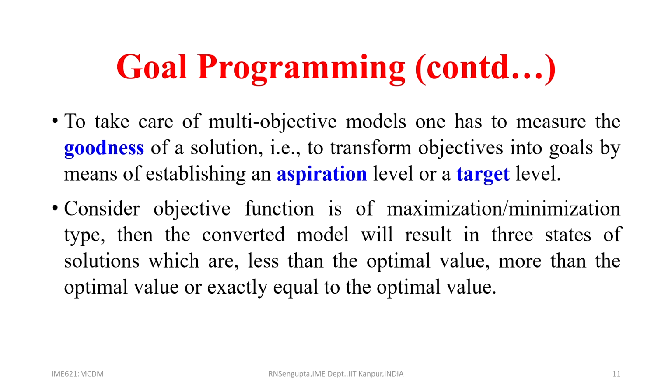To take care of multi-objective models, one has to measure the goodness of the solution, that is, transform the objectives into goals which are achievable by establishing an aspiration level or a target level. Consider the objective function is of maximization or minimization type; then the converted model will result in three states of solutions: less than optimal, more than optimal, or exactly equal to the optimum value. So what you want to achieve is the optimal solution, but what is doable under the present, practical situation has to be considered.